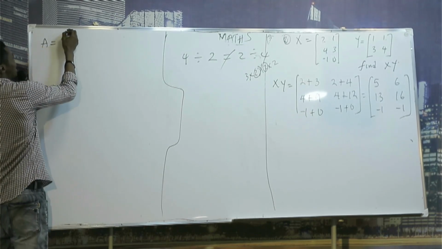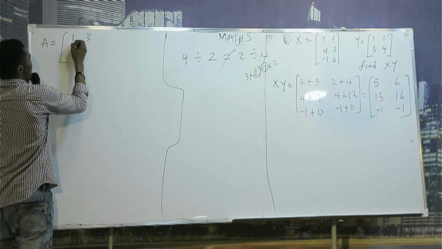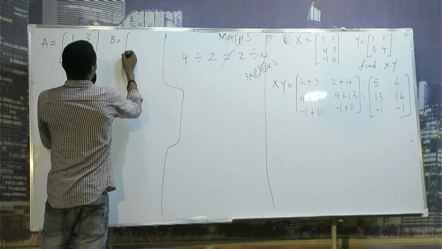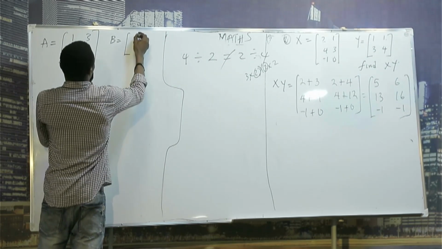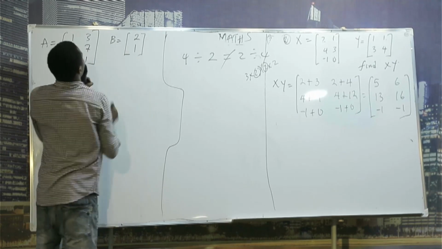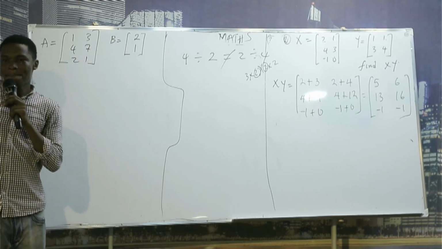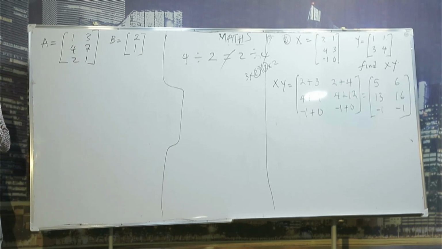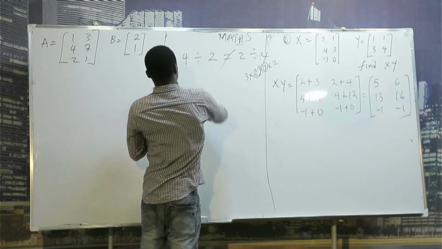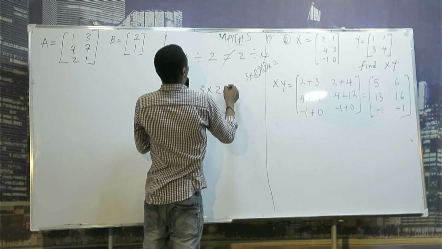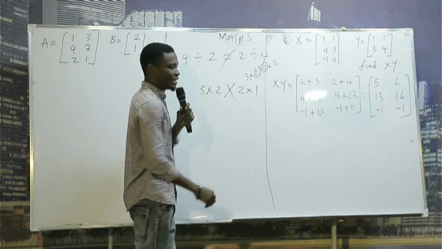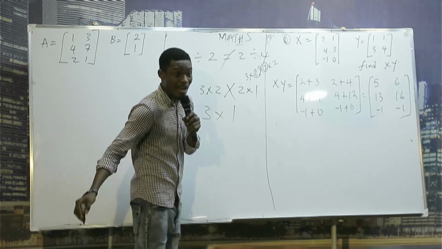A is equal to the matrix 1, 3, 4, 7, 2, 1, and B is equal to 2, 1. Is it multiplicable? How do you know it's multiplicable? What is the order of this one? 3 by 2. What is the order of this one? 2 by 1. So your answer will have what order? 3 by 1.